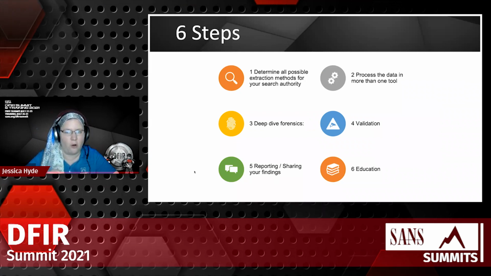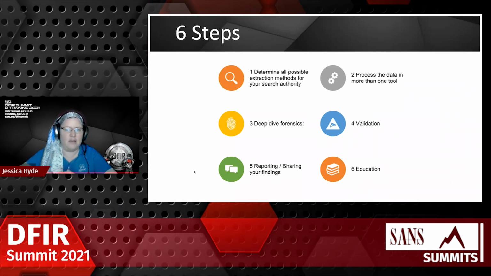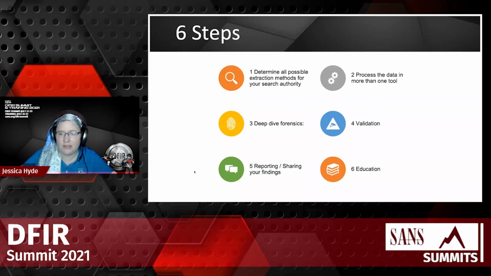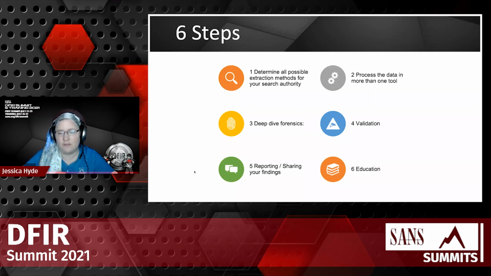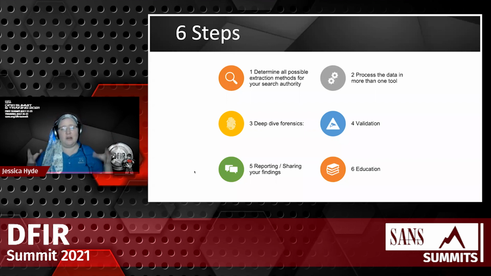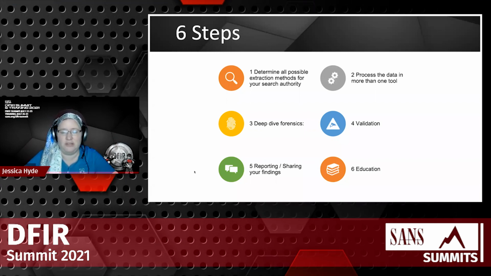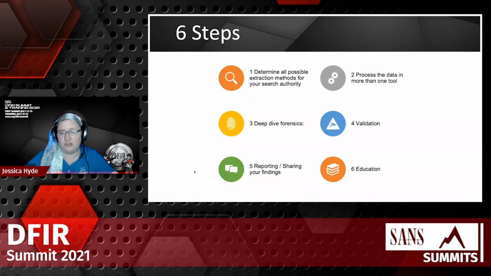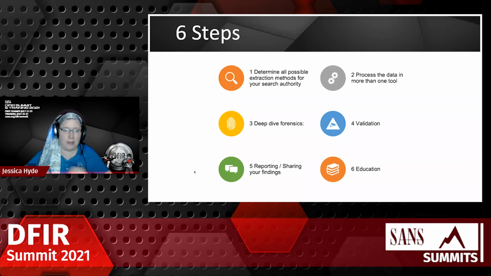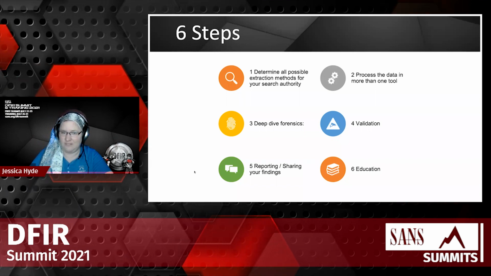The first one, determining all possible extraction methods for your search authority, which was a big dive of that presentation we did in that SANS webcast last month. The second one was processing the data in more than one tool. The third one, deep diving forensics. The fourth one, the focus of today's whole talk, which is what's incredible, is each one of these 6 steps can be dived into so deeply: validation. Then reporting and sharing your findings, and the 6th one being education. So we do encompass all of these in the paper, but for today, we're going to focus on validation. And with that, John will tell us a little bit about validation.